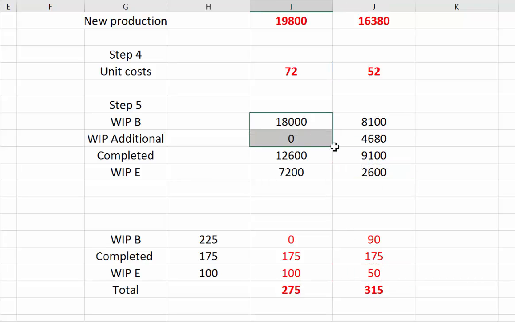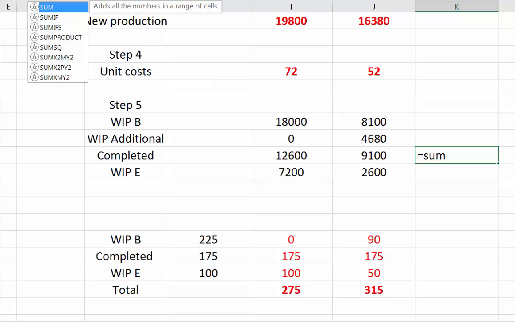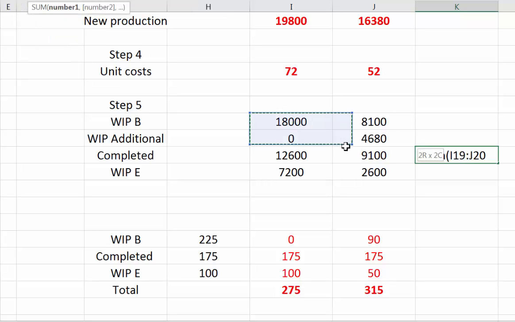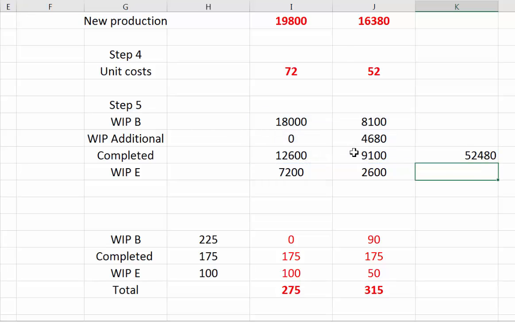So now you are going to add all these numbers together. I'm going to add all these 6 numbers together, and next I'm going to add this number to that. So now I have 2 numbers here. Okay, so this is a final number, 52,480, and this will be the 400 units that completed and transferred. They carry $52,480. Okay, the value.